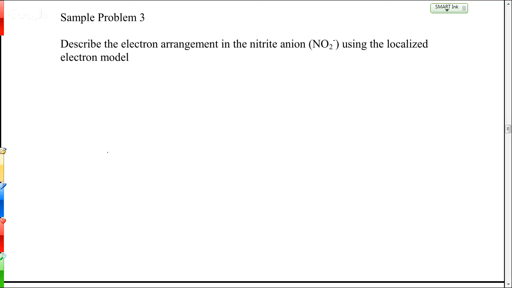Just as we did with NO3, see if you can do it with NO2. And this time, try to find all the resonance structures. So see if there are different possible ways to arrange the electrons and write those down. We'll call those resonance structures.